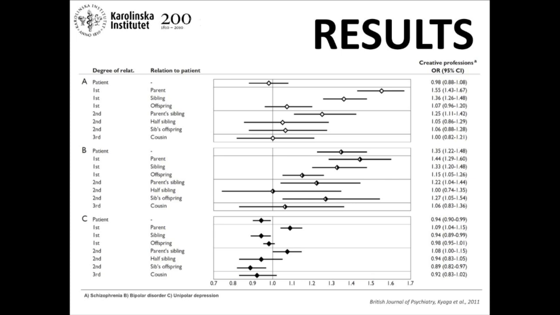And you might see, I don't know if everybody can see it, but the top one is the patient, and then comes all the relatives, first, second, and third degree, and so on. And what we see is that there seems to be an increase in these creative occupations, especially in relatives of those with schizophrenia or bipolar disorder. So A and B in this slide.